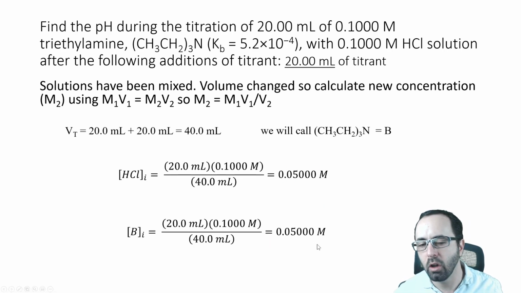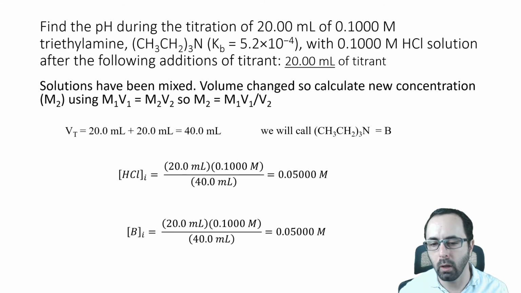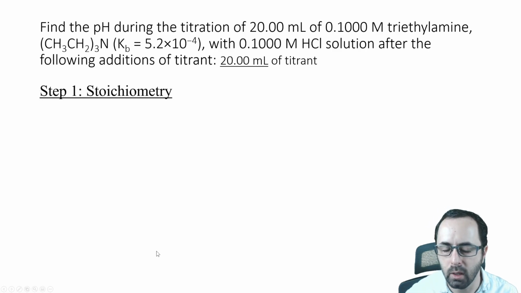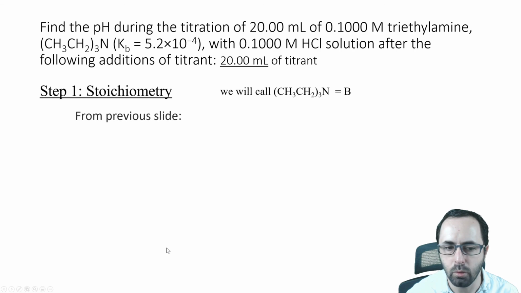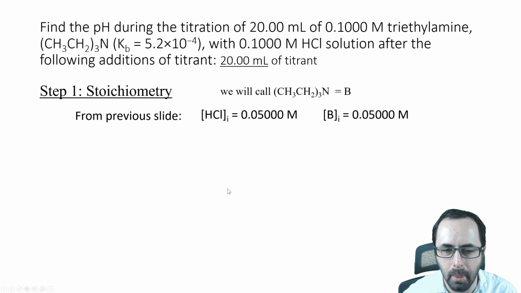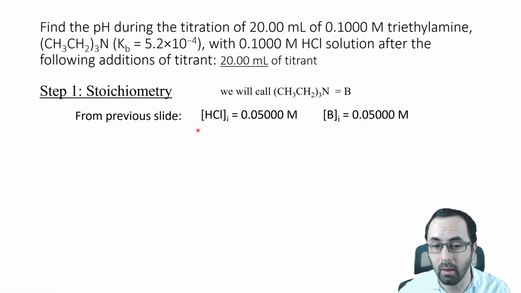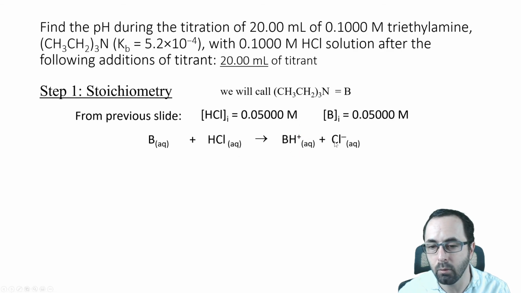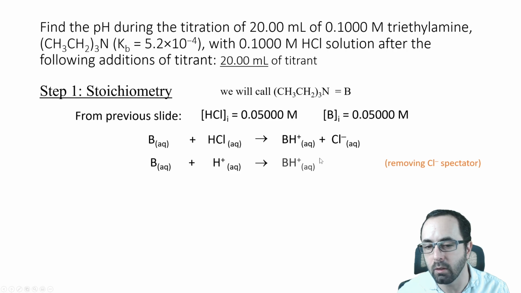So now that we've dealt with the volume change, we're ready to start step 1, the stoichiometry step, where we assume 100% reaction of the strong acid. Our stoichiometry step is the reaction of the strong acid with the weak base, assuming 100% reaction. We'll call the base B as usual. From the previous slide, we had 0.05 molar HCl and 0.05 molar of the weak base. Now we write down the reaction that's occurring, the neutralization. It's the weak base plus HCl neutralizing one another. The H plus is donated to the B, and so we get BH plus, and remaining is the chloride ion. Again, chloride ion is the spectator here, so if we remove it, we have the base, just H plus, and again, a one-way arrow, 100% reaction, and the product is now just BH plus.